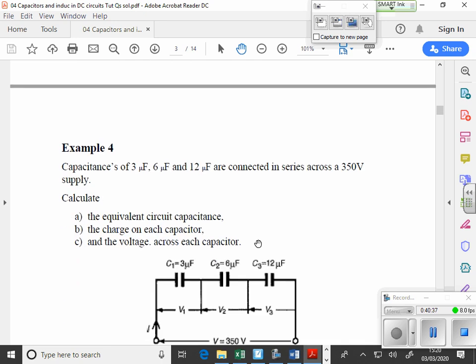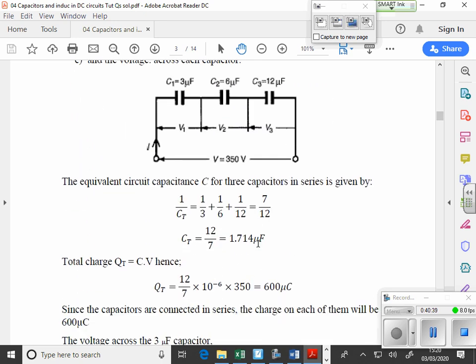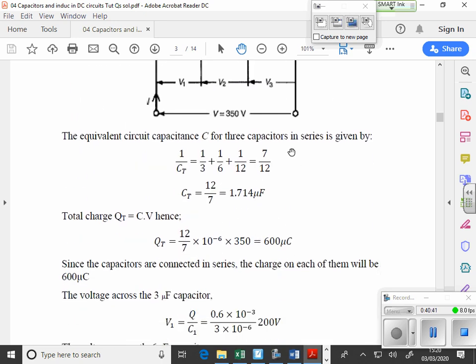And then the series one. So total capacitance, use the formula. I've got the 1 over form of it here, but that's just similar to what you've done. You should get 1.714 microfarads.